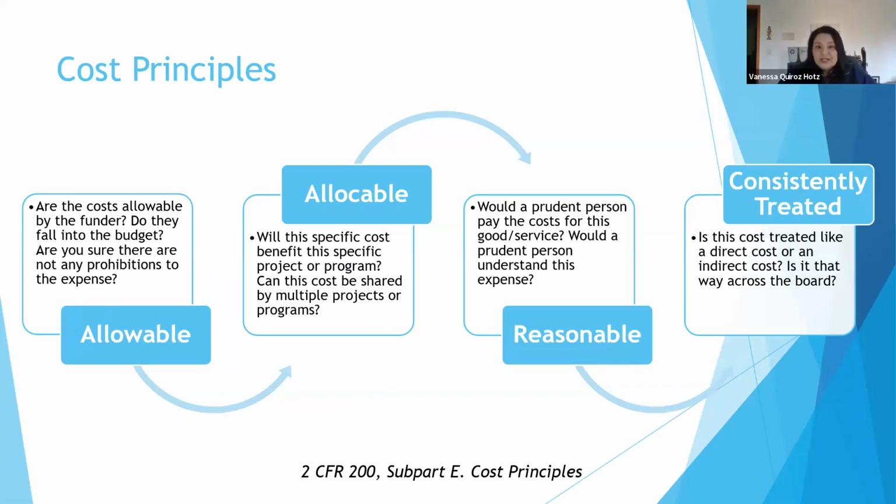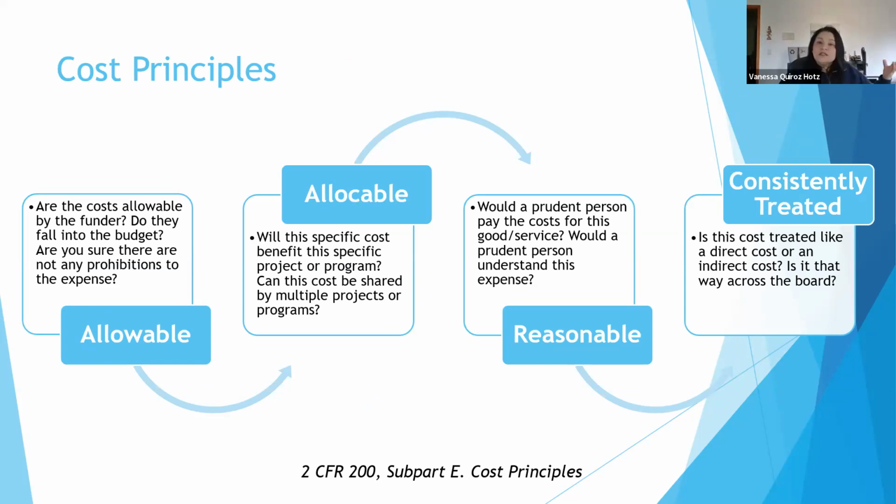Now, when we're looking at grants and spending grant dollars, the federal government has basically told us what we have to look at when we're spending dollars. They're called the cost principles. And they are allowable, allocable, reasonable, and consistently treated.